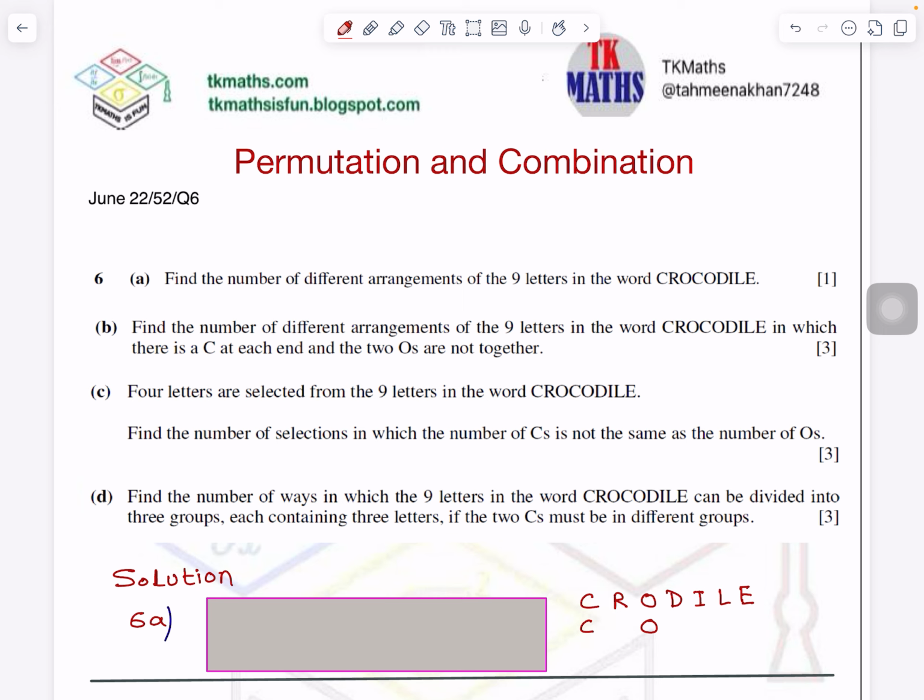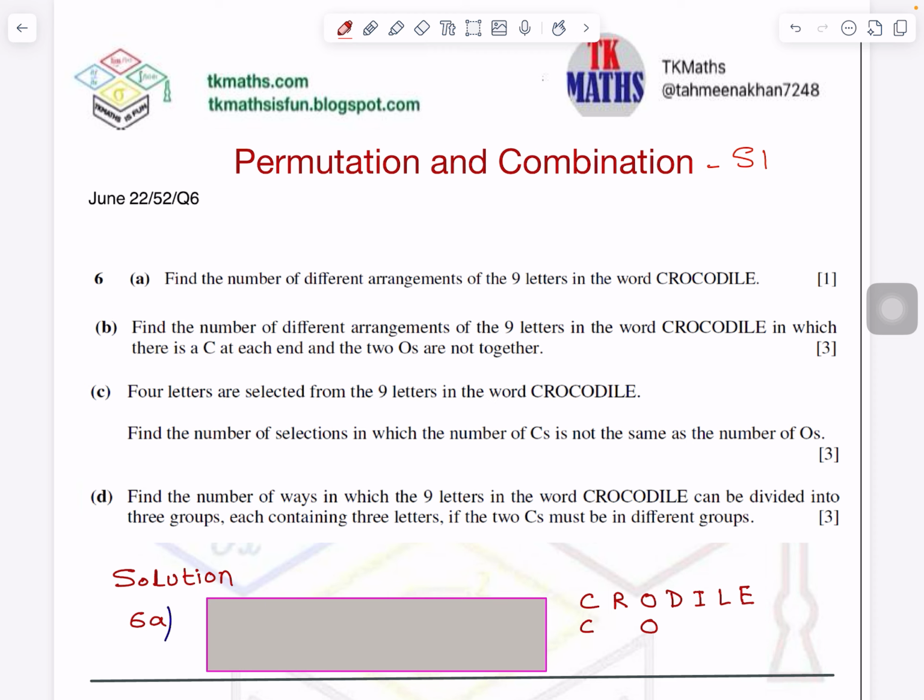In today's video, we will solve a question on permutation and combination and understand the concept along with the help of the question of June 22, variant 52. Permutation and combination is a part of the syllabus of A-level mathematics S1, 9709.